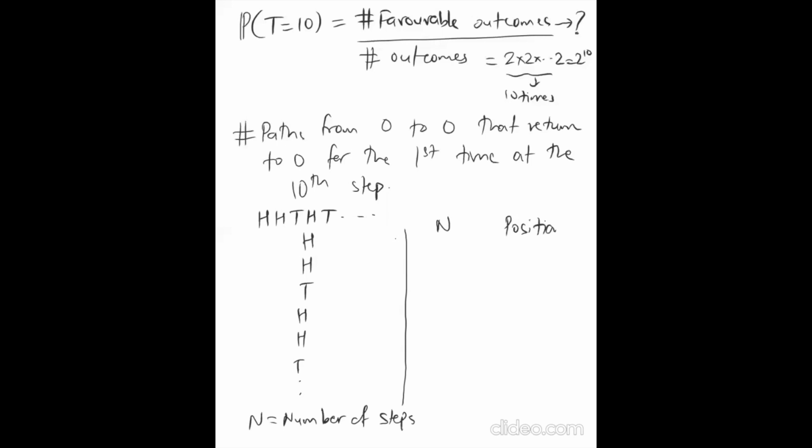Okay, so for this particular sequence, first we had an H, so that means we have taken one step and we are now at position 1. Then there's another head, so that's 2, and we are at 2. Then there's a tail, so that's 3 and 1. There's a head and there's another head, so 4, 2, and so on. You just go on.